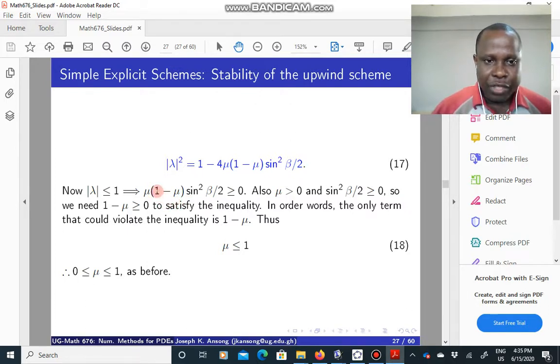So which means we need 1 minus mu to be greater than or equal to 0 for this inequality to hold. All right. So 1 minus mu greater or equal to 0 results in the condition that mu has to be less than or equal to 1. So for stability of the upwind scheme, we require this as before. Okay, so mu has to be less than or equal to 1.